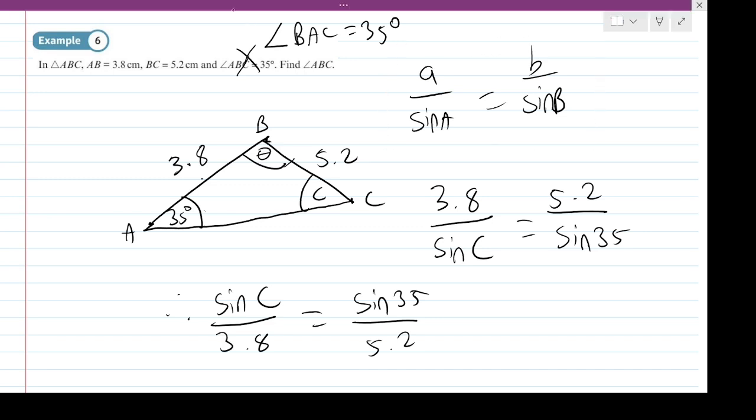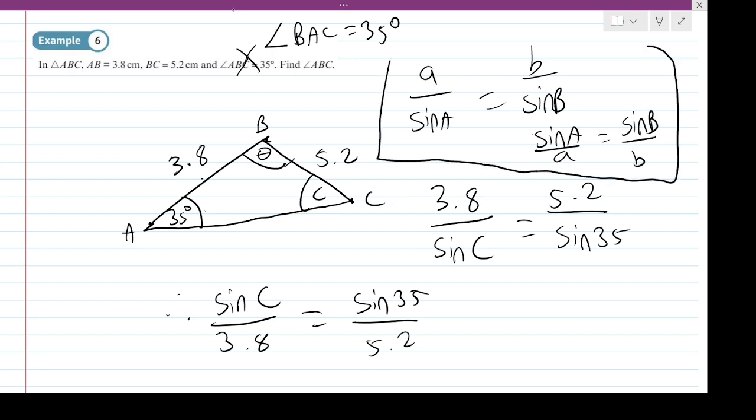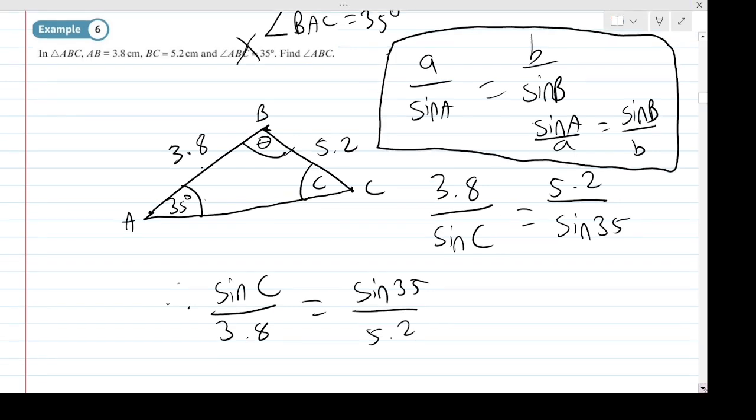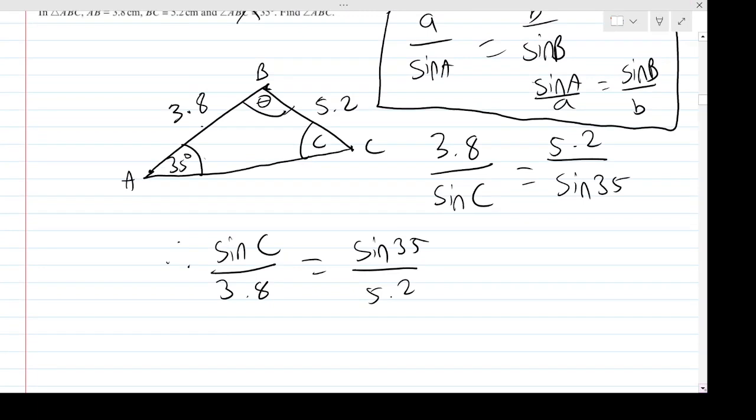We can also say that sine A over A is also equal to sine B over B. Right? So there are two ways of expressing that sine rule, depending if you want to find a missing side or a missing angle. But anyway, there we are. So let's continue with this.